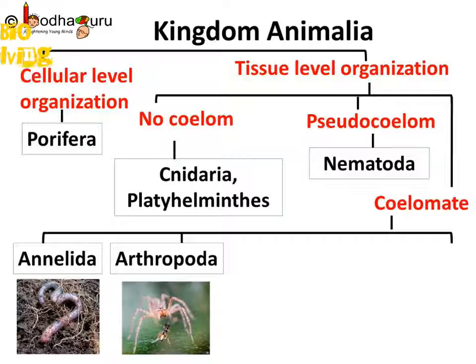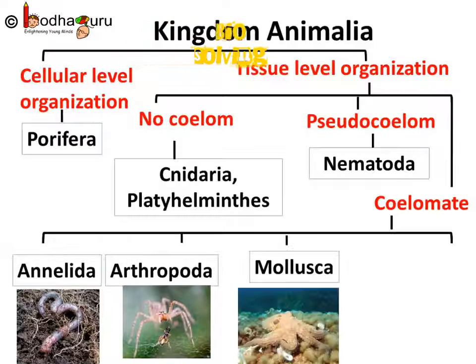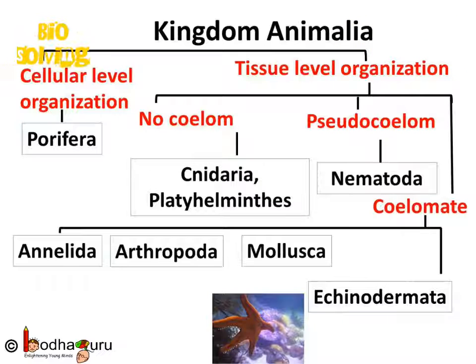Arthropoda. Arthropods have segmented body and have jointed legs. Spider, cockroach, etc. belong to this phylum Arthropoda. Next, phylum Mollusca. They have an unsegmented soft body protected by a skeleton. Snail, octopus, etc. belong to this phylum. Echinodermata phylum. Animals in this phylum have spines on their skin, for example, starfish.